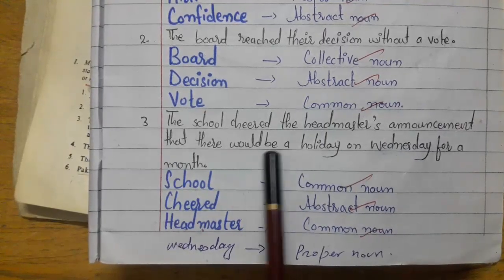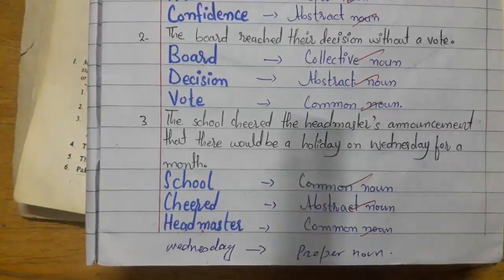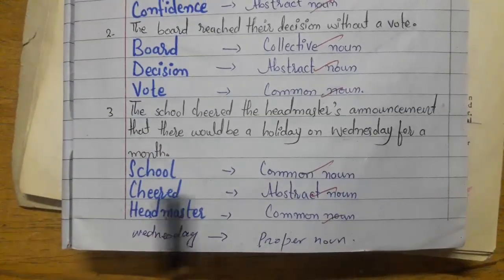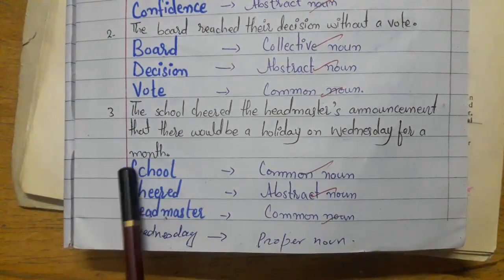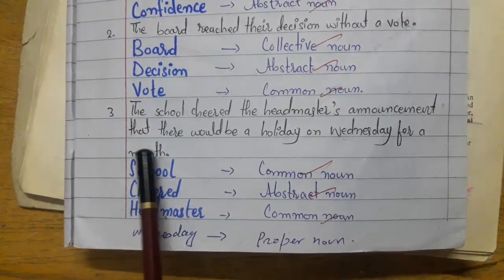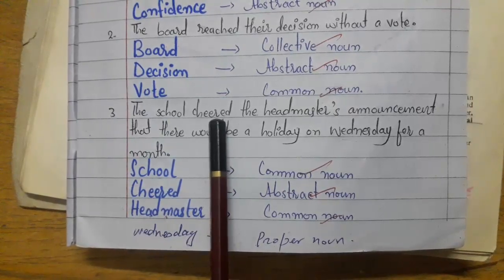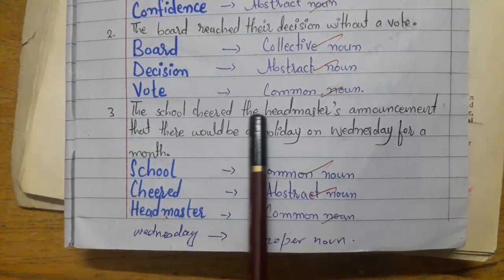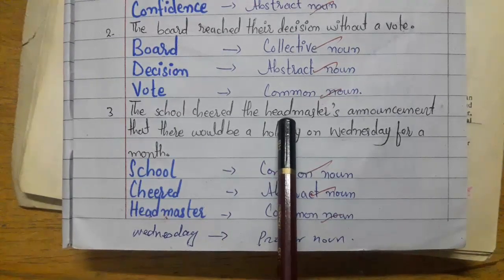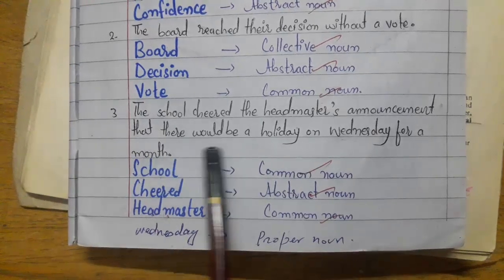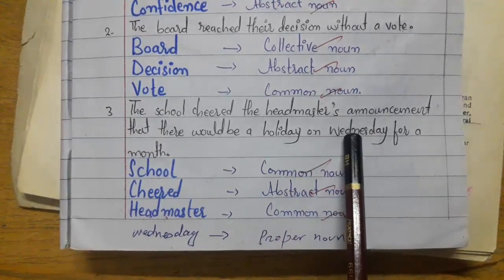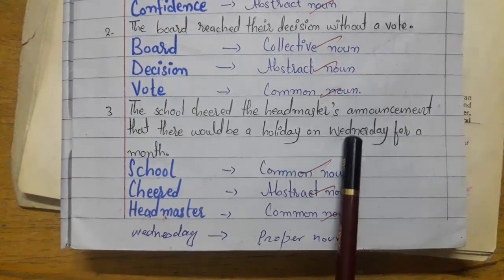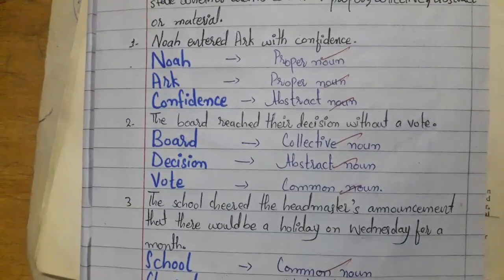announcement that there would be a holiday on Wednesday for a month. Here, school is a common noun, cheer is an abstract noun, as it is a feeling. Headmaster, again a common noun, it could be any headmaster. And Wednesday is the name of a specific day, so it is a proper noun. Now move toward the next page.